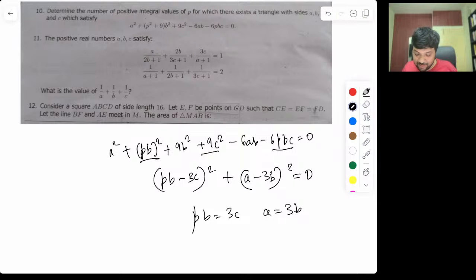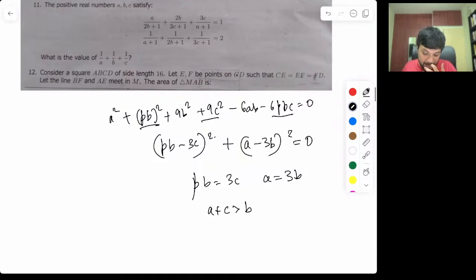Okay, what is the plan here now? What do they want? The possibility is that there exist triangles with sides a, b, c. Okay, so a is equal to 3b. Oh, I guess they want to use the triangle inequality or something like that. So let's see. A plus c is greater than b, and a is already 3 times b. So 3b plus c is greater than b is trivially true.